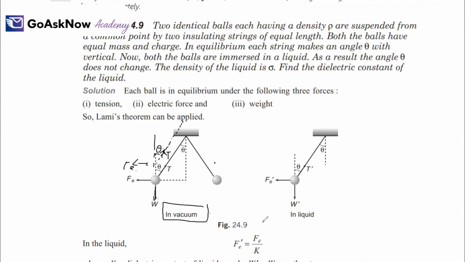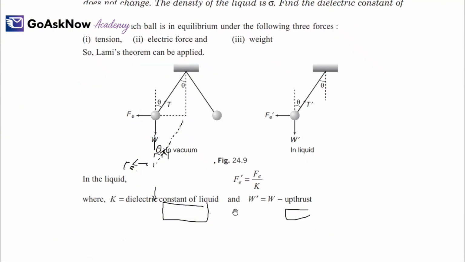So in the liquid, what do you have? Fe will change into Fe dash, because a dielectric medium is there in the liquid. So Fe dash will become Fe by K. I already told you that the value of force inside any medium will be equal to Fe by K, where K is the dielectric constant of the liquid. And W dash is W minus upthrust. Why upthrust? Because liquid is there, so an upthrust force will act.